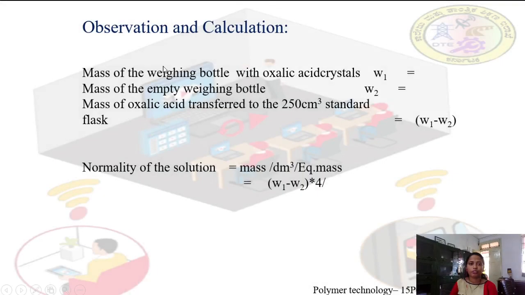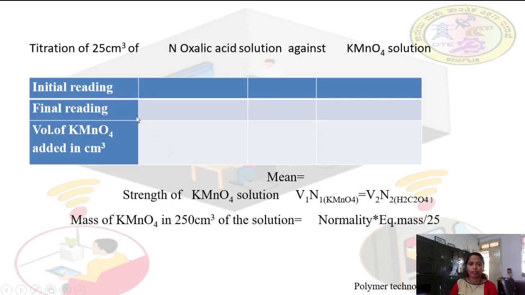Next, observation and calculation. Mass of the weighing bottle with oxalic acid crystals is taken as W1 gram. Mass of the empty weighing bottle, W2 gram. Mass of the oxalic acid transferred to the 250 cm cube standard flask is W1 minus W2. Then normality of the solution is mass divided by equivalent mass. Then we will get the normality of the solution.